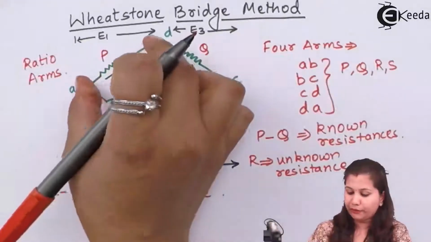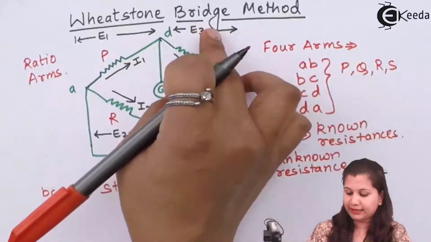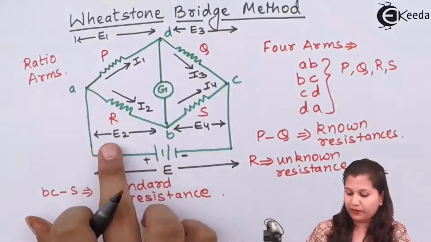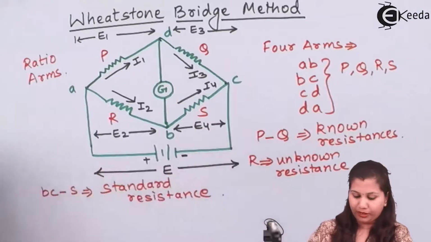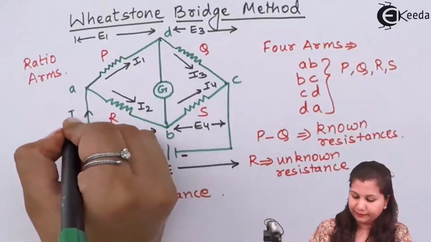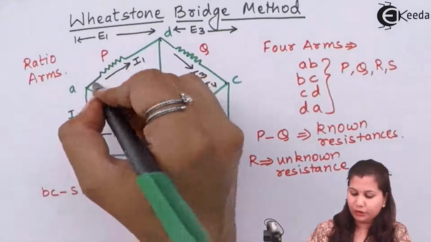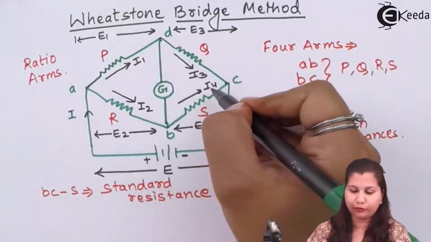Now the voltage drop between A and D is E1, between D and C is E3, between A and B is E2, and between the points B and C is E4. Now the total current flowing in the circuit is I, and this is divided into I1, I2, I3, and I4.